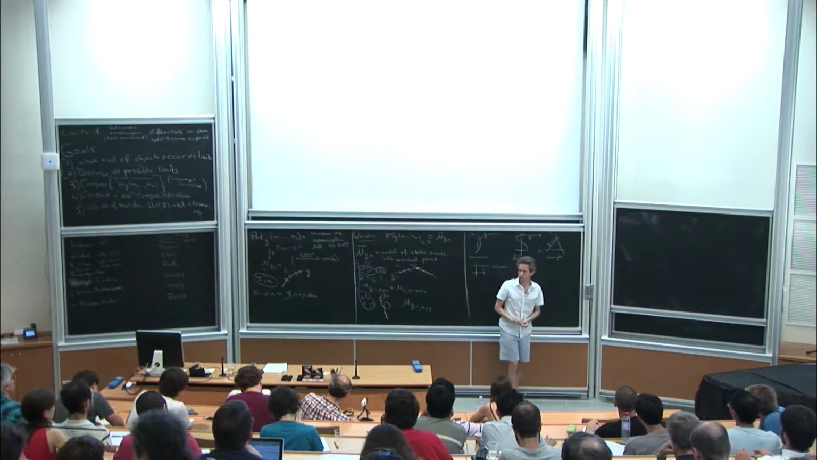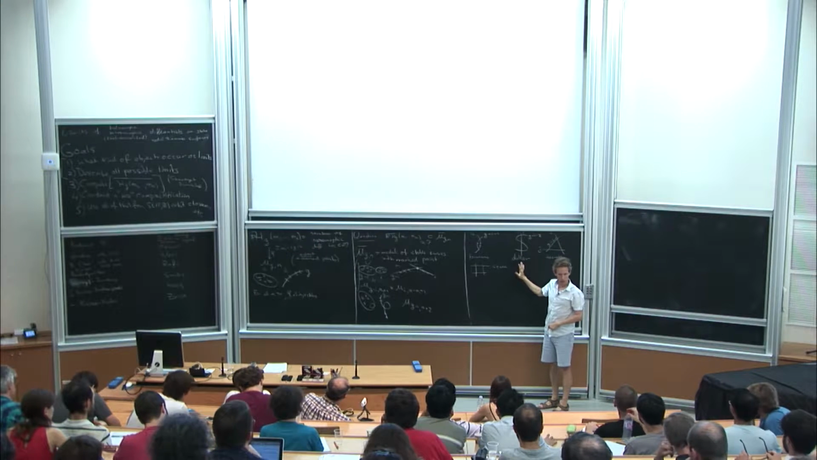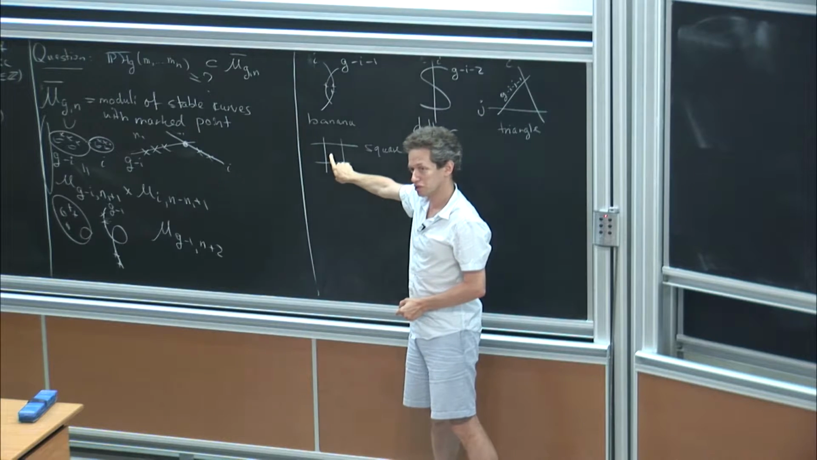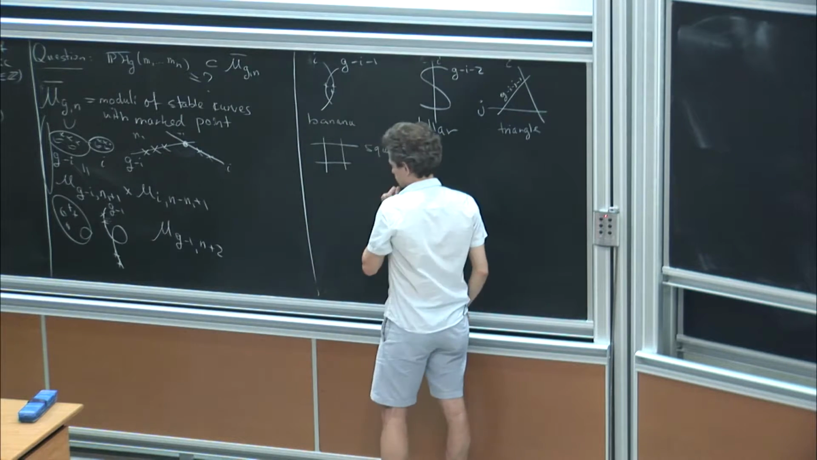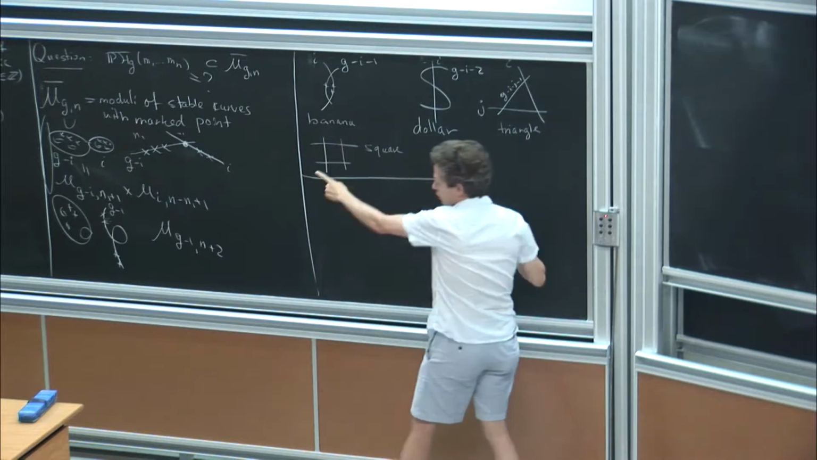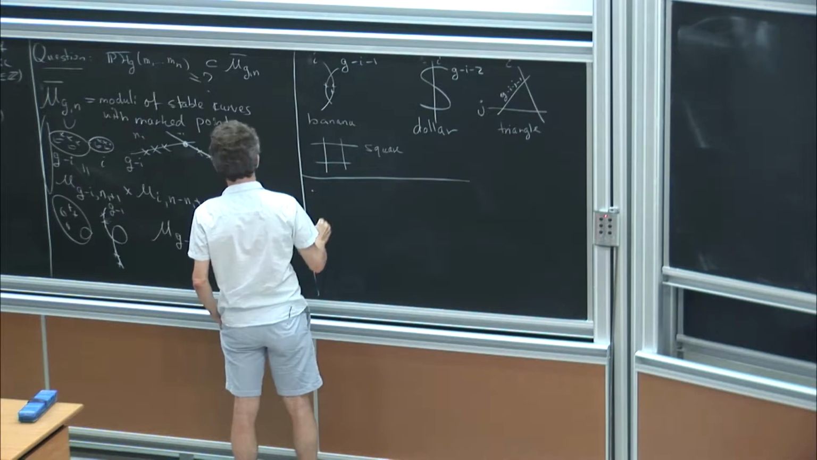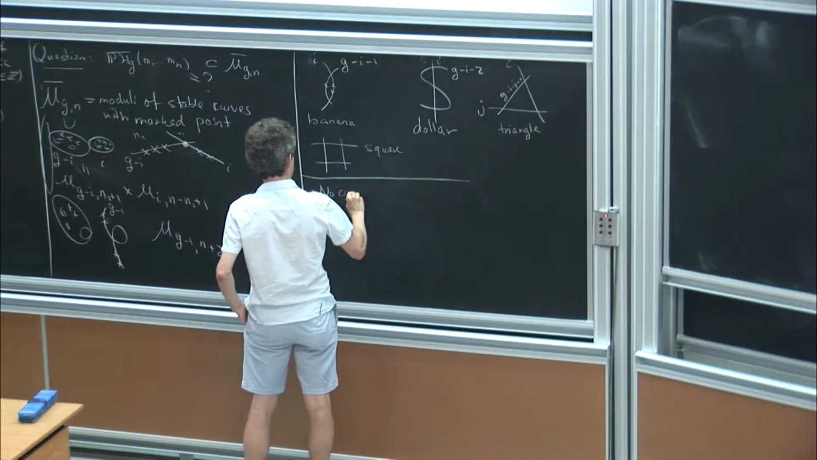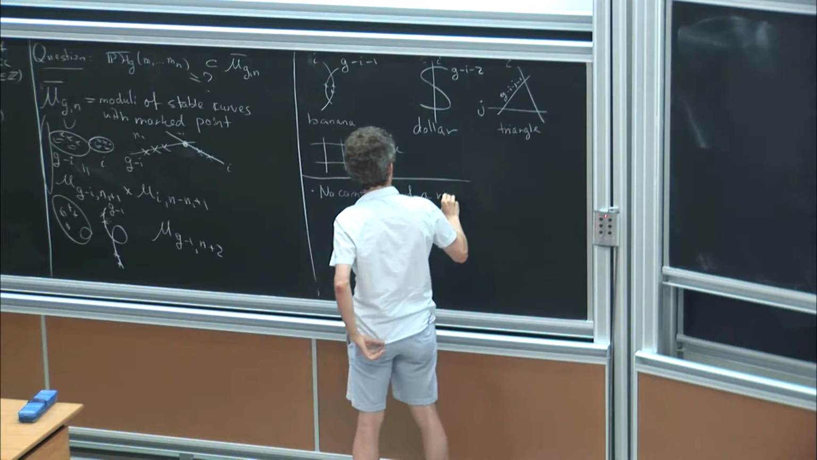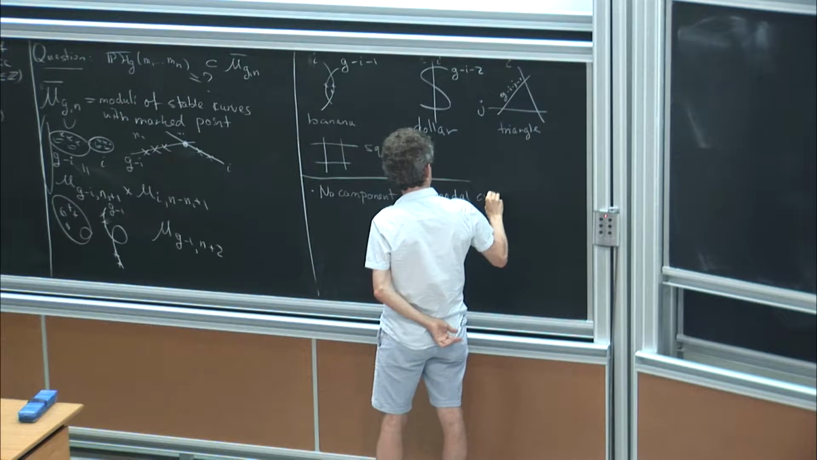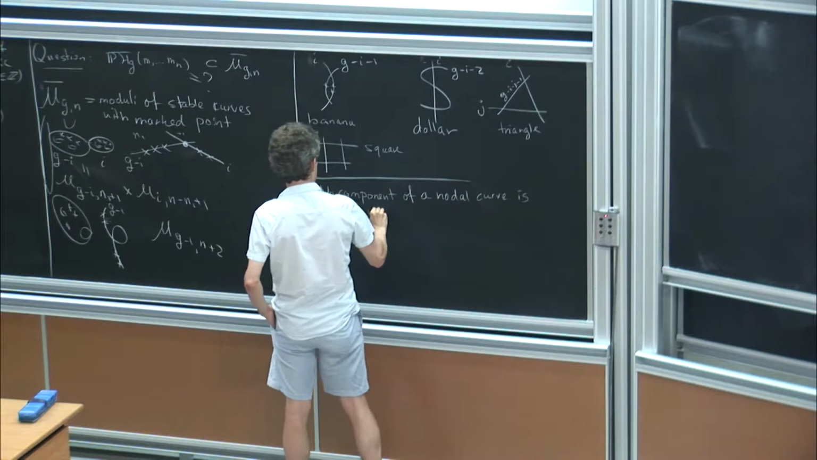Okay. So are these okay? Can you read these pictures now? Okay. So if I want to draw this, in a smooth way, no fun. Okay. So these are examples. So I haven't really defined what MGN bar is. So the conditions are no component of a nodal curve is a P1 with less than 3 points.